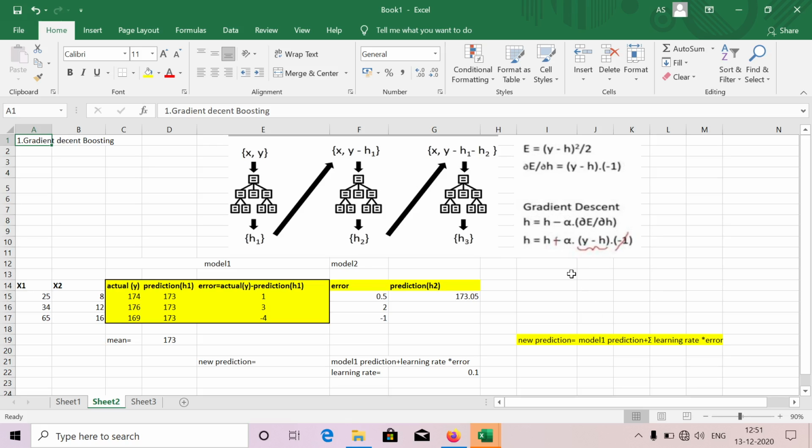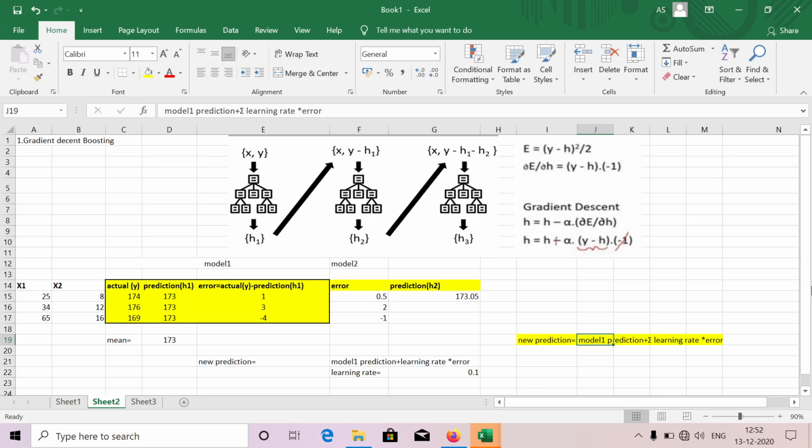Now I am simplifying it for multiple models, expanding my equation to the new prediction. This is the model 1 prediction plus the summation of learning rate multiplied by error. Here is the model 1 error. Similarly, from model 2 onwards, we have to calculate using the learning rate, the model 1 error, plus similarly for model 2, the learning rate and my error.